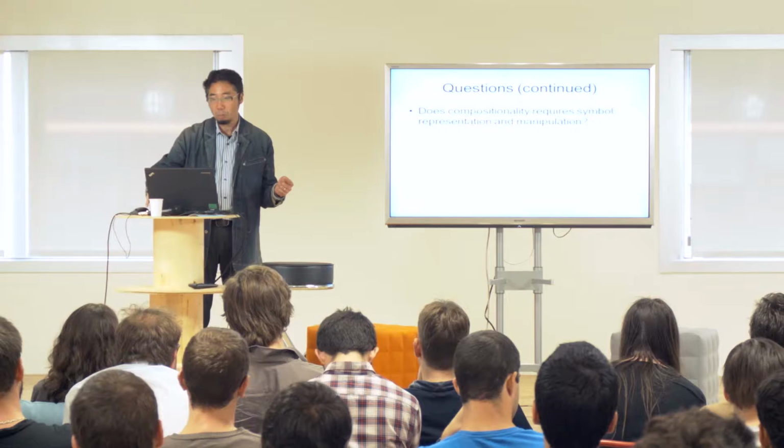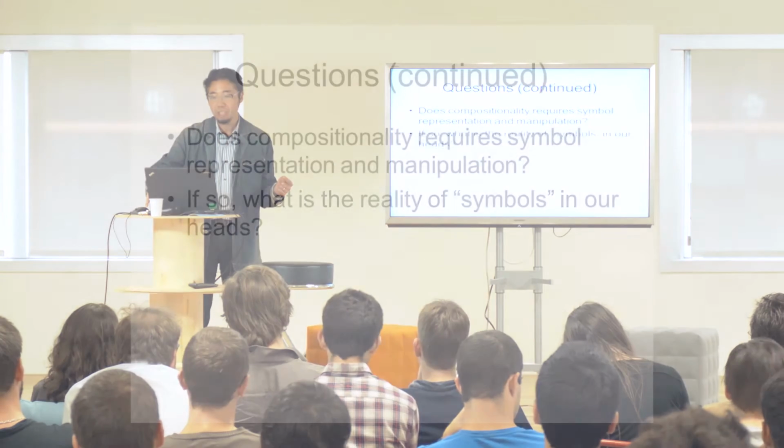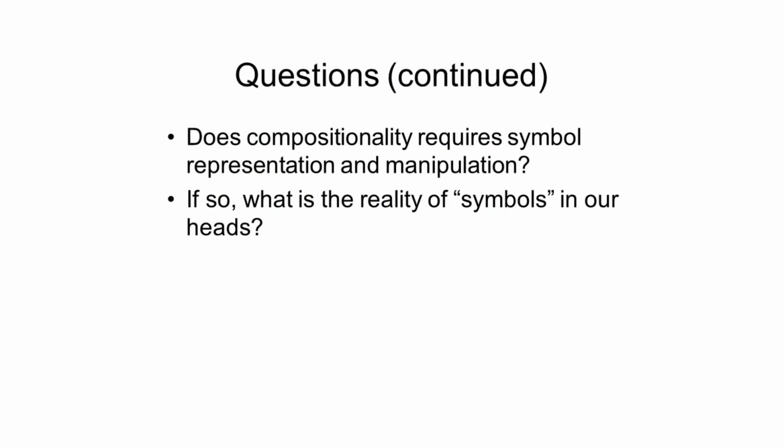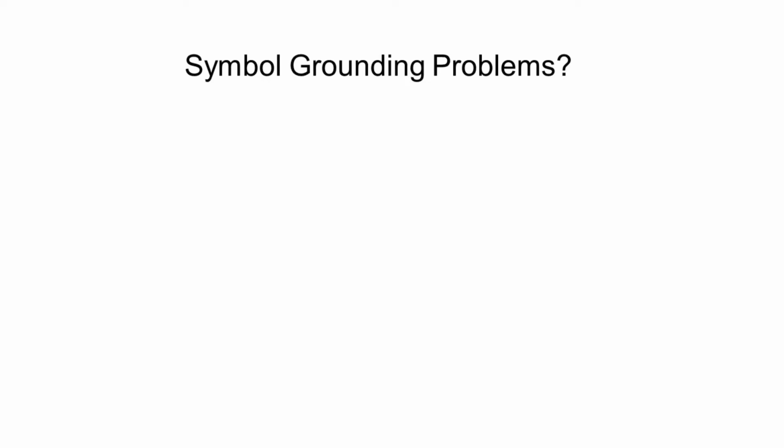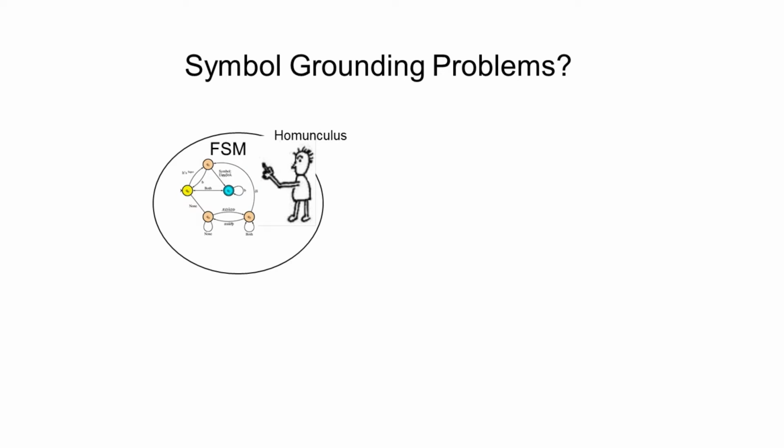So the specific question is, does compositionality require symbol representation or manipulation? If so, what is the reality of the symbols in our heads, in the brain? Do we really use those symbols? And how can symbols as arbitrary shaped tokens be grounded? This is coming to the symbol grounding problem.